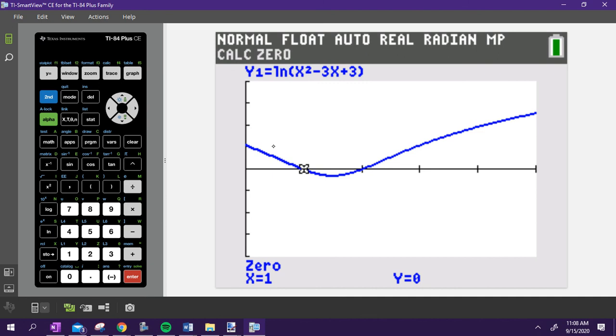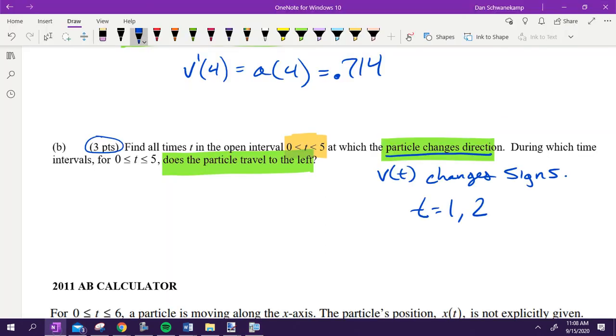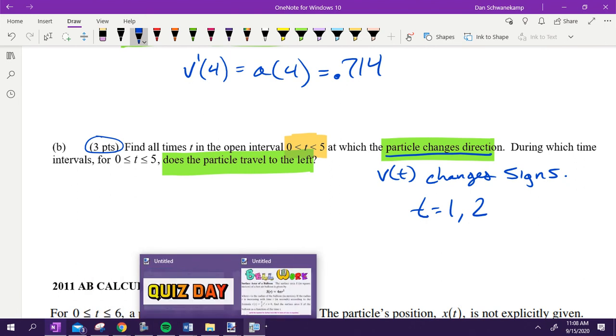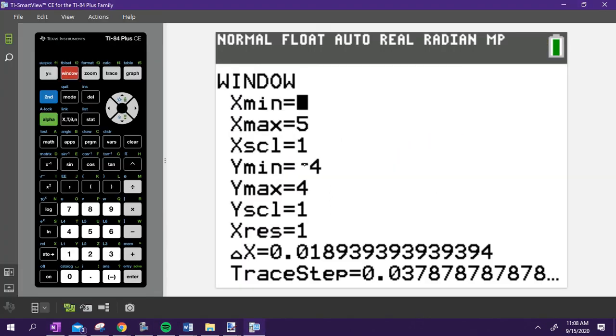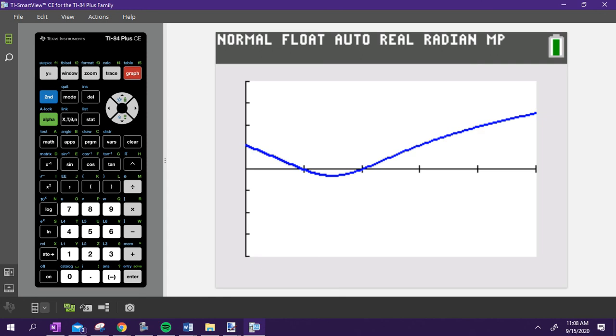Why? Because velocity is going from above the x-axis to below. It goes from positive to negative. And here it goes from negative to positive. So 1 and 2 are the 2 places I care about. I hit the window button and change my x-min and my y-min and my y-max. Just change those numbers.